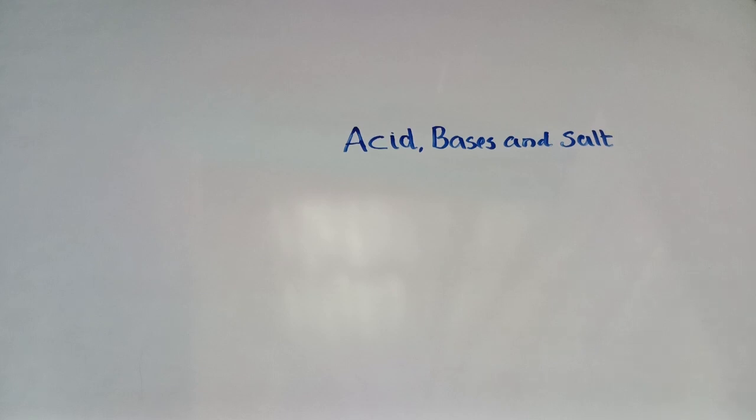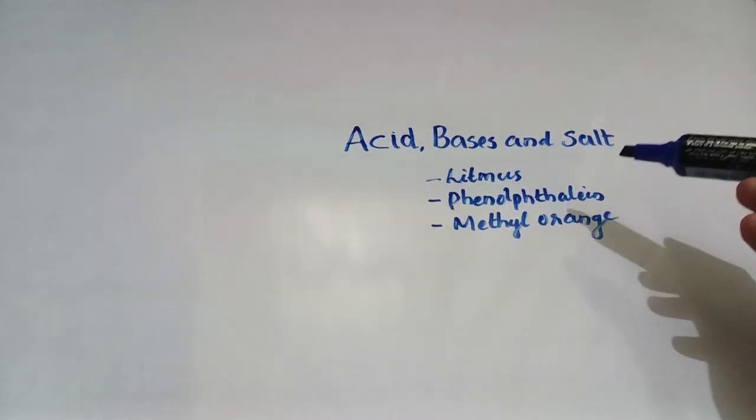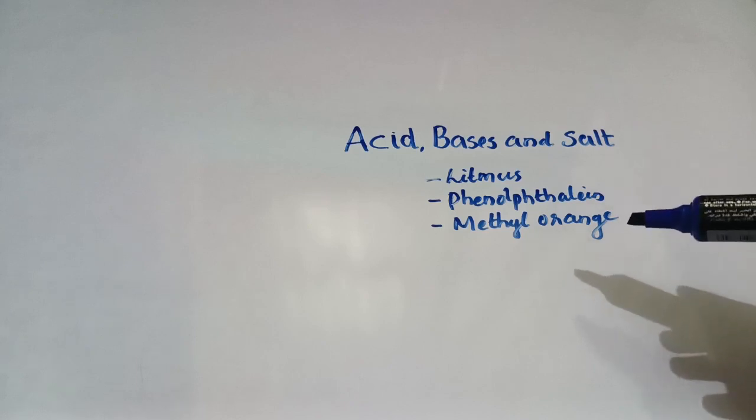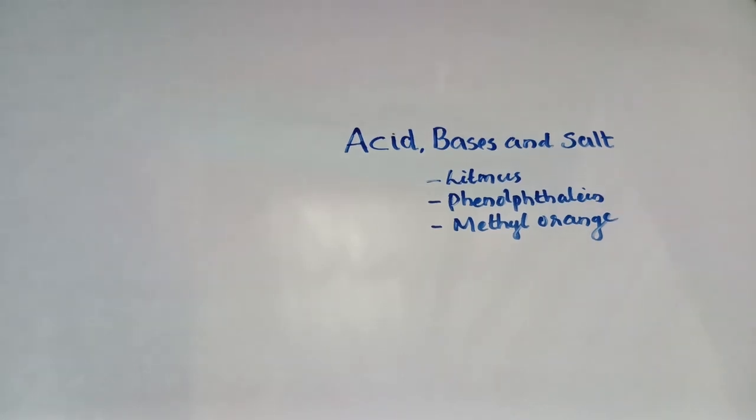Okay, let's start acids, bases and salts. Chapter 5. We have learned about acids and alkalis in previous classes. In that, we have studied different methods to identify them. The different methods are litmus, phenolphthalein and methyl orange. Then we can discuss acids, bases and salts in the coming section.